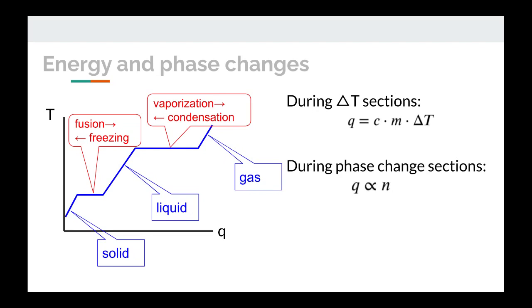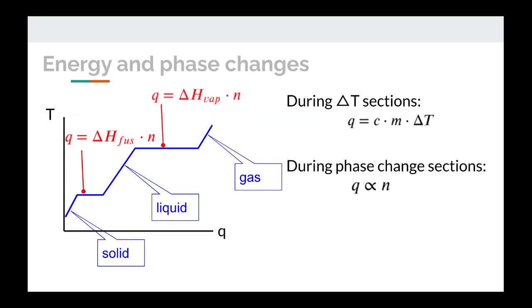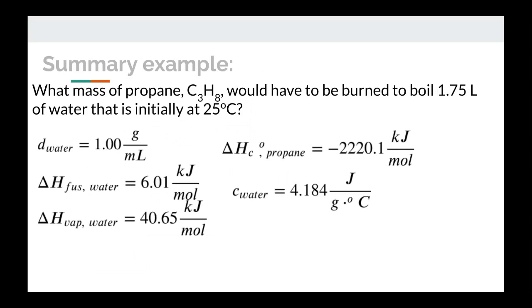During the phase change sections, the energy that's needed is proportional only to the amount of substance that you have, and usually that's measured in moles. So during that lower flat spot where you're melting, or fusion is occurring, the energy is equal to this quantity called the delta H of fusion times the number of moles. And during the higher flat spot where vaporization has occurred, the energy that's needed is given by delta H of vaporization times the number of moles. So let's do a big example problem here.